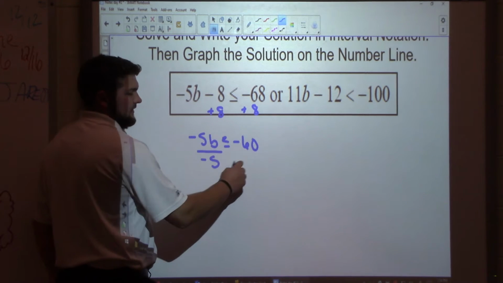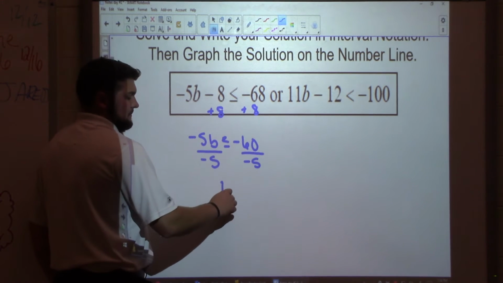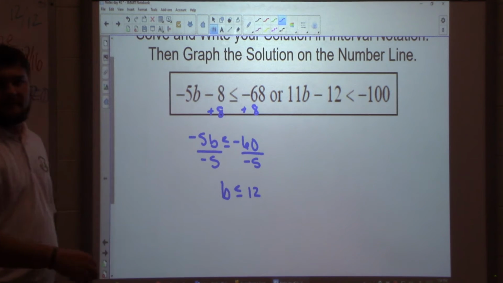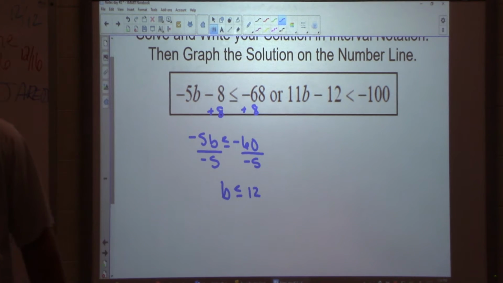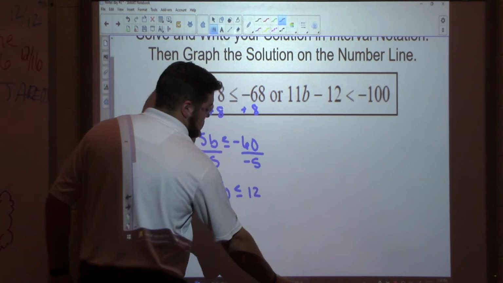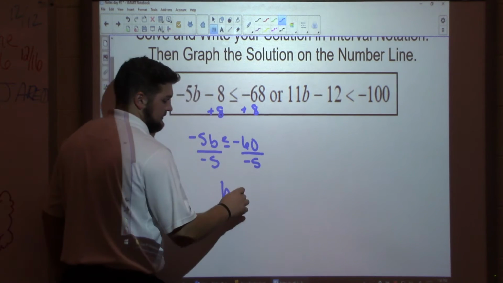Divide by negative 5. b less than or equal to 12, right? No. Why not, Colin? Because you divided by a negative. I divided by a negative, so I have to flip the sign. So b is greater than or equal to 12.